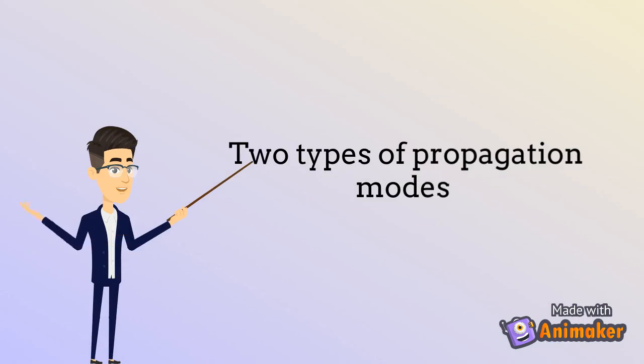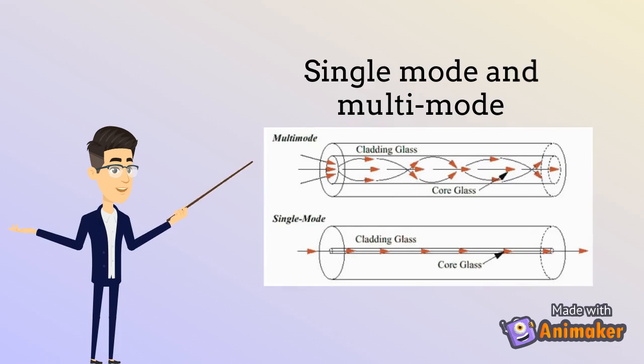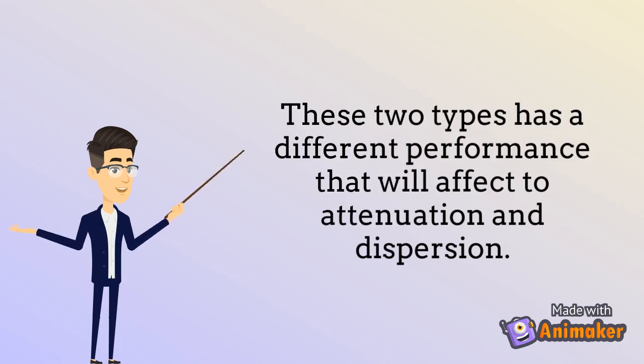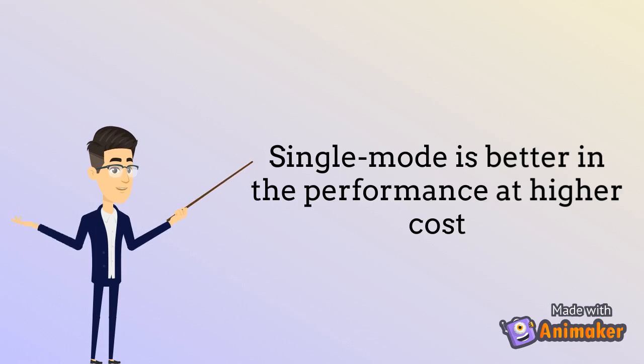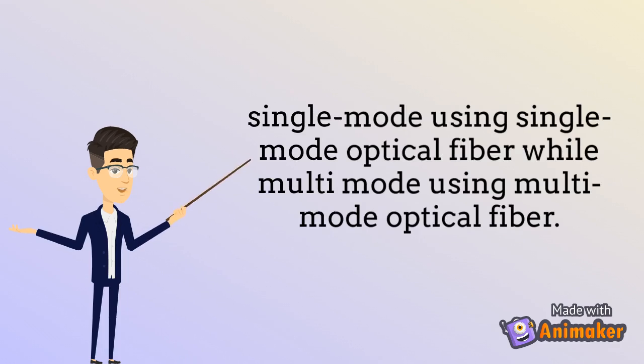There are two types of propagation modes, which are single mode and multi-mode. These two types have different performance that will affect attenuation and dispersion. But single mode has better performance at a higher cost. Besides that, types of mode depend on the dimension of the cable and the variation of the indices of refraction at both core and cladding across the cross section. Single mode uses single mode optical fiber, while multi-mode uses multi-mode optical fiber.